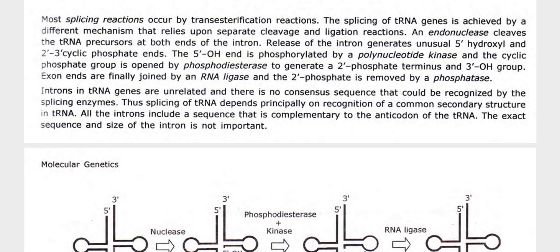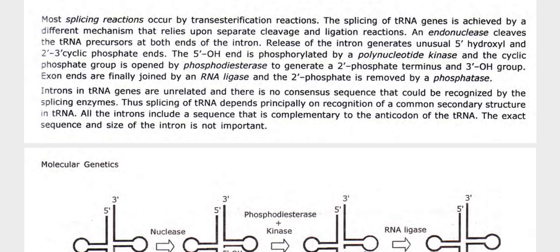Most splicing reactions occur by transesterification reactions. The splicing of tRNA genes is achieved by a different mechanism that relies upon separate cleavage and ligation reactions. An endonuclease cleaves the tRNA precursor at both ends of the intron. Release of the intron generates unusual 5' hydroxyl and 2',3' cyclic phosphate ends.